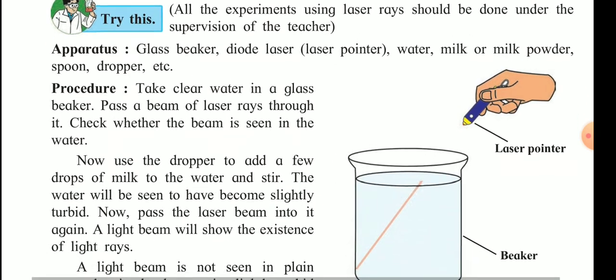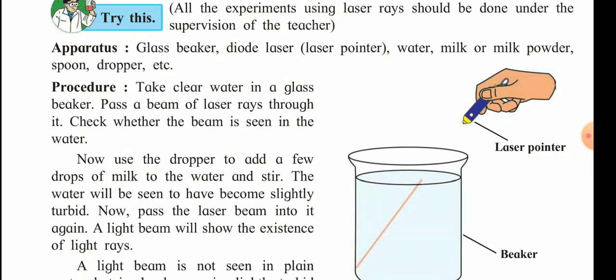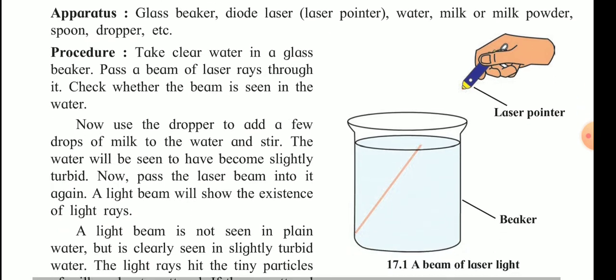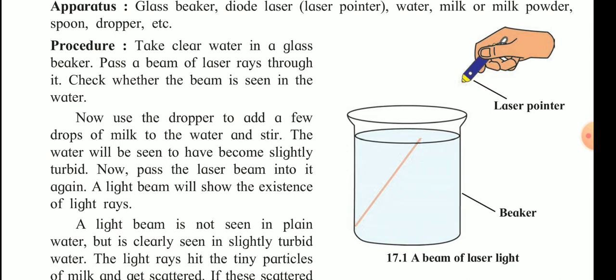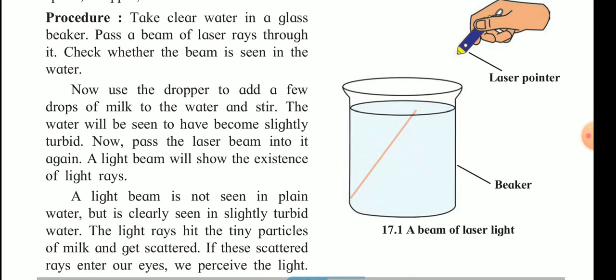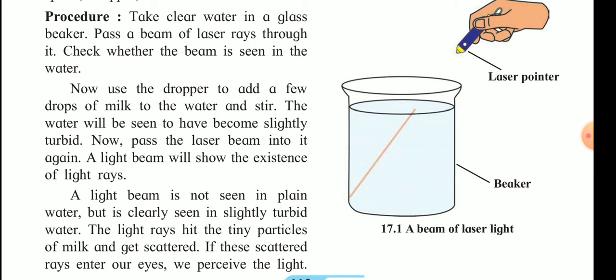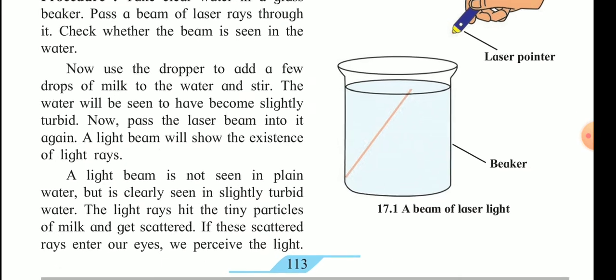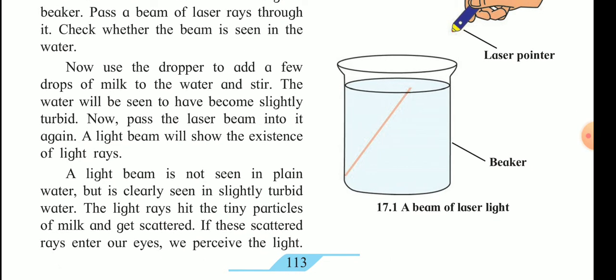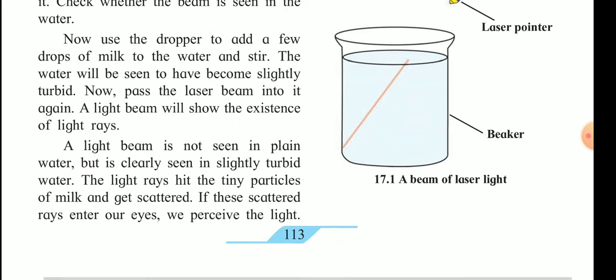Now take clear water in a glass beaker. Pass a beam of laser rays through it. Check whether the beam is seen in the water. Now use the dropper to add a few drops of milk to the water and stir. The water will be seen to have become slightly turbid. Now pass the laser beam through it again. The light beam will show the existence of light rays.